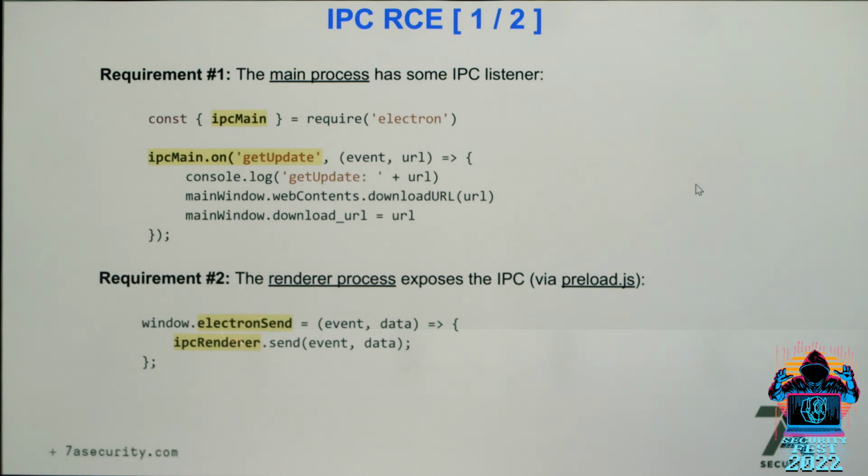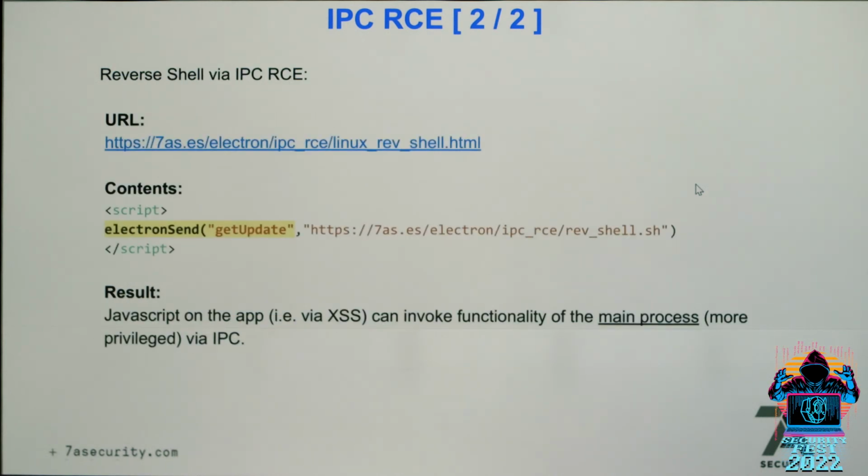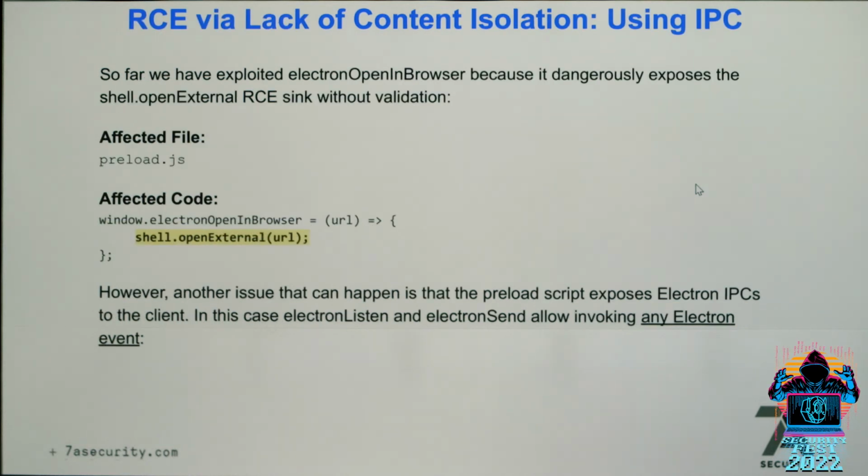So if we have an XSS, we can now directly call electronSend, and then we are calling an Electron API because the application has incorrectly or insecurely exposed this. So what we can do is just send a script of electronSend get update, and then we provide a URL that has basically a Linux reverse shell so that we get code execution on the application, right? Other possibilities could be electronOpenInBrowser, calling shell.openExternal.